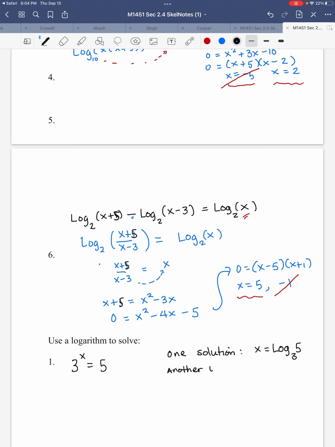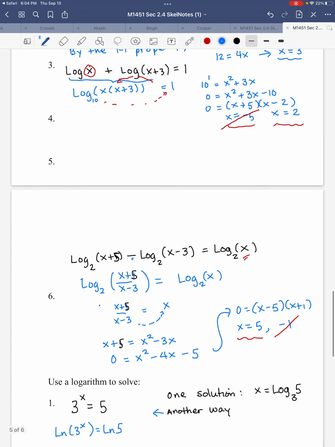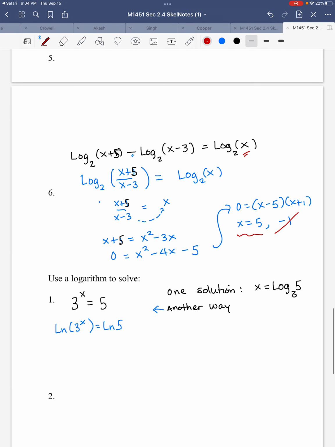So here's another way. Take the natural log of both sides, or any log, but I like the natural log because it has the least number of letters in it. How about that? The reason I wanted to do that was we've got this log property up here that says if I take the log of something to a power, I can pull that power down in front. I can take this x from here and pull it down in front there.